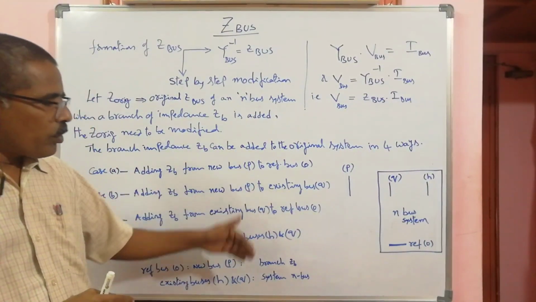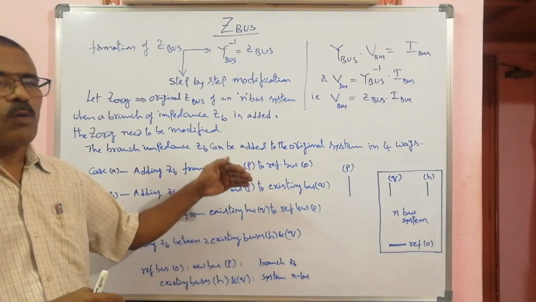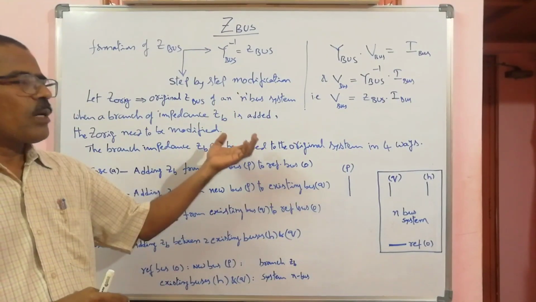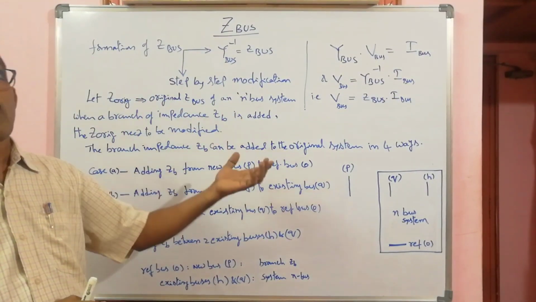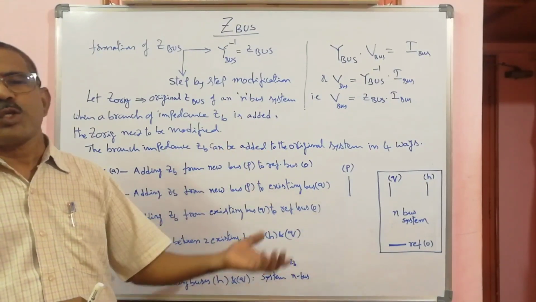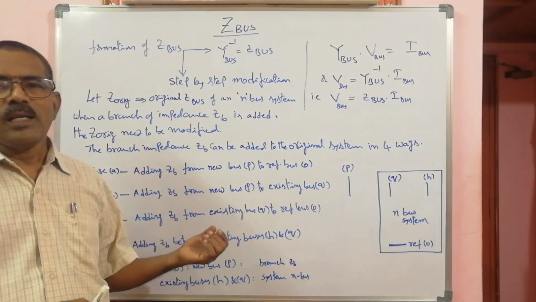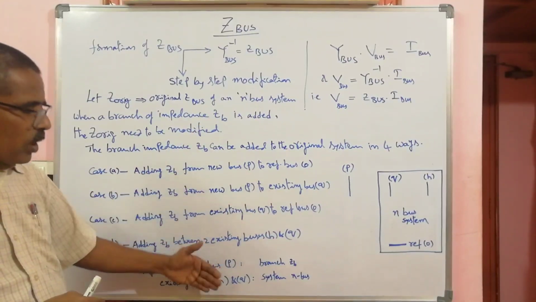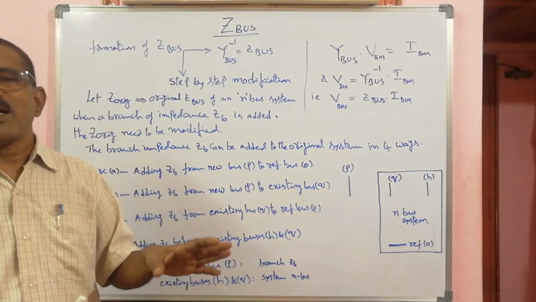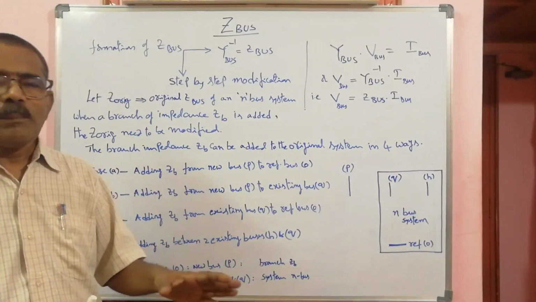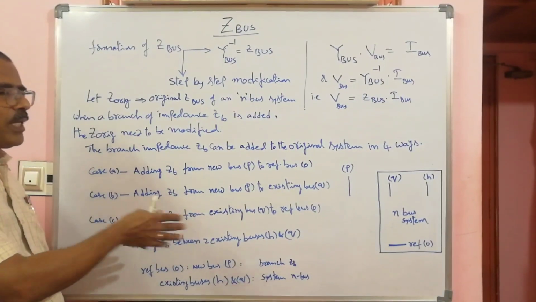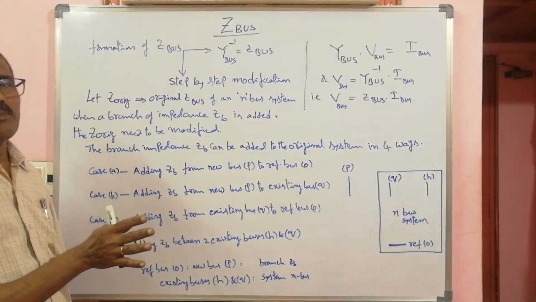I can give you, case after case, what to do and how the existing or original matrix is to be modified, how to get Z bus new for each case. So these four cases you should know by heart. What is case A, case B, case C and case D?